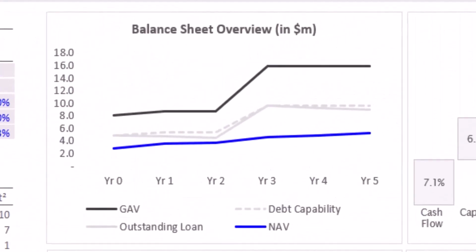We see how, thanks to our repositioning and stabilization programs, our $8 million acquisition doubles in value to reach a gross asset value of around $16 million. We also see how, because of the loan payments we're making, the outstanding loan amount decreases, separating itself from the debt capability level but reaching it again as soon as we refinance.